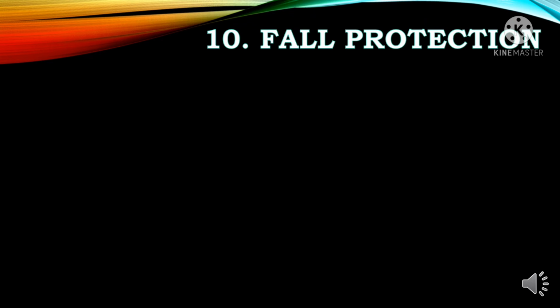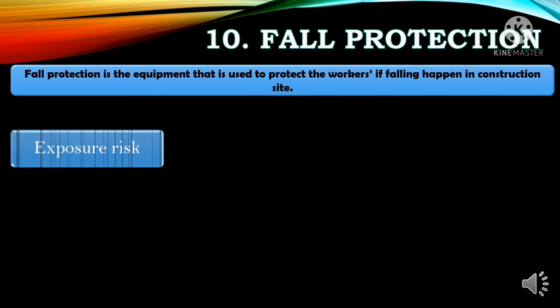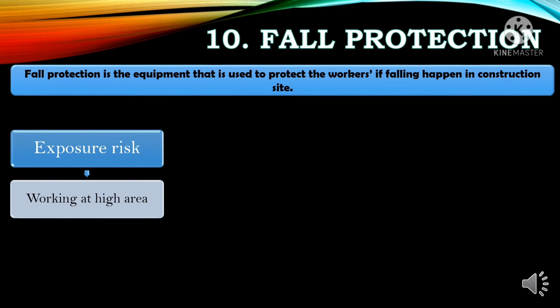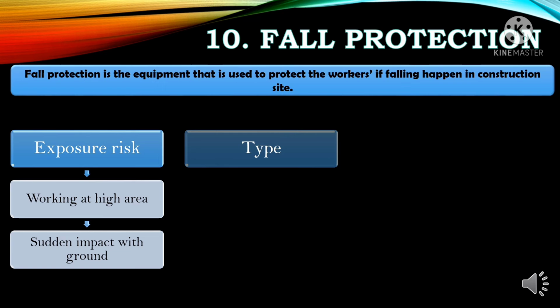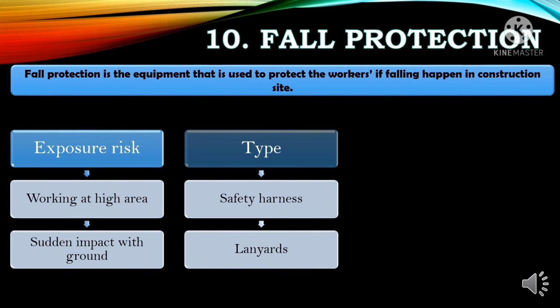The last one is fall protection. Fall protection is the equipment that is used to protect the workers if a fall ever happens on a construction site. Fall protection is important for the workers that work at height as it can cause sudden impact with the ground. There are two types of fall protection, which are the safety harness and also the lanyards.